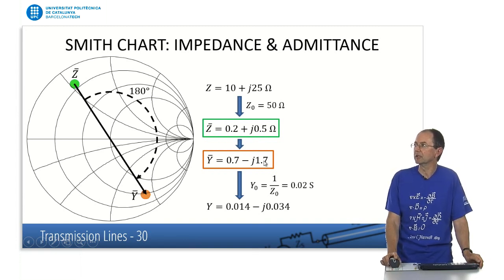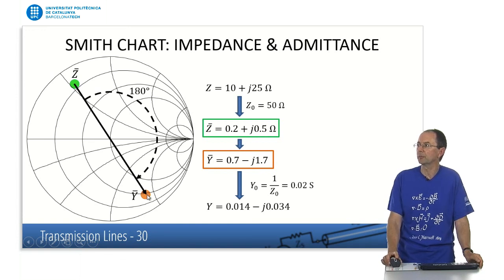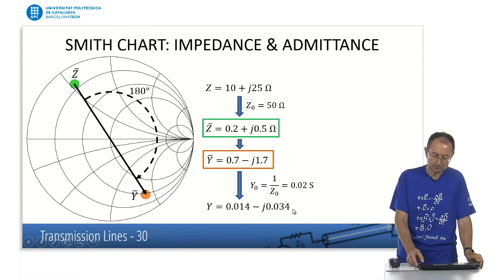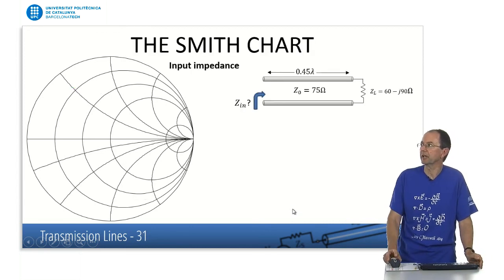So you can use the Smith chart. You just change your phase, you go to the opposite point here, and you get right away your admittance at this point. You denormalize your admittance, and you get your value in Siemens. Also a possible usage of the Smith chart.